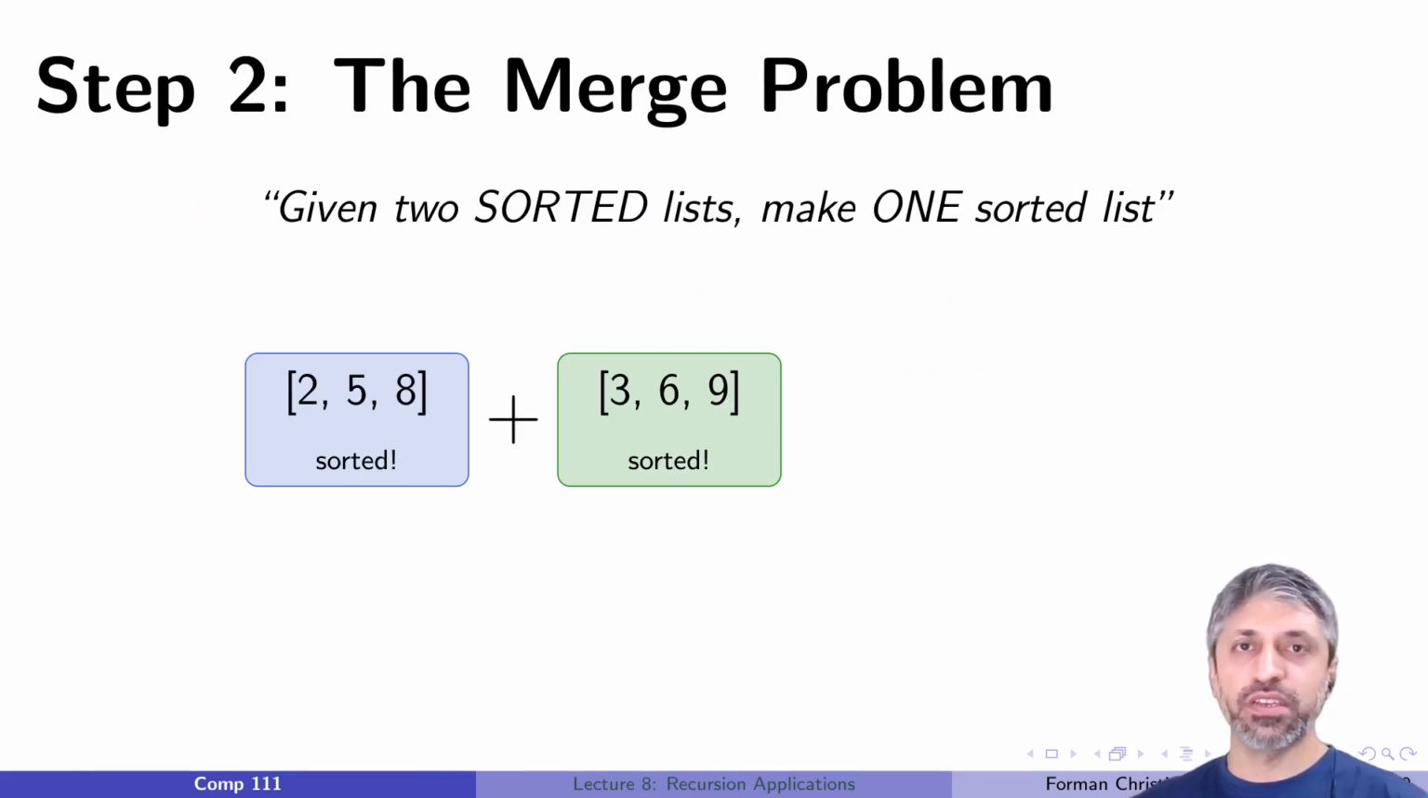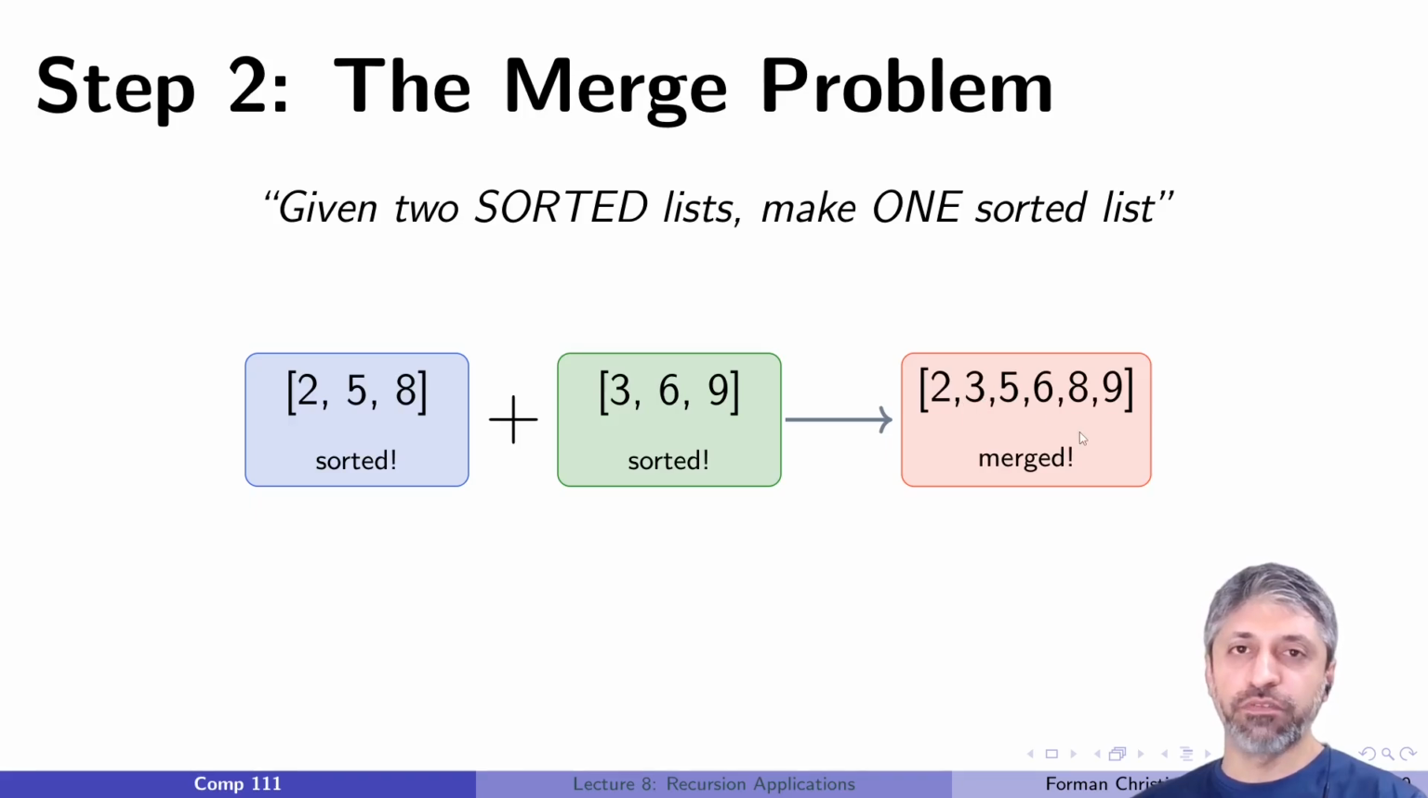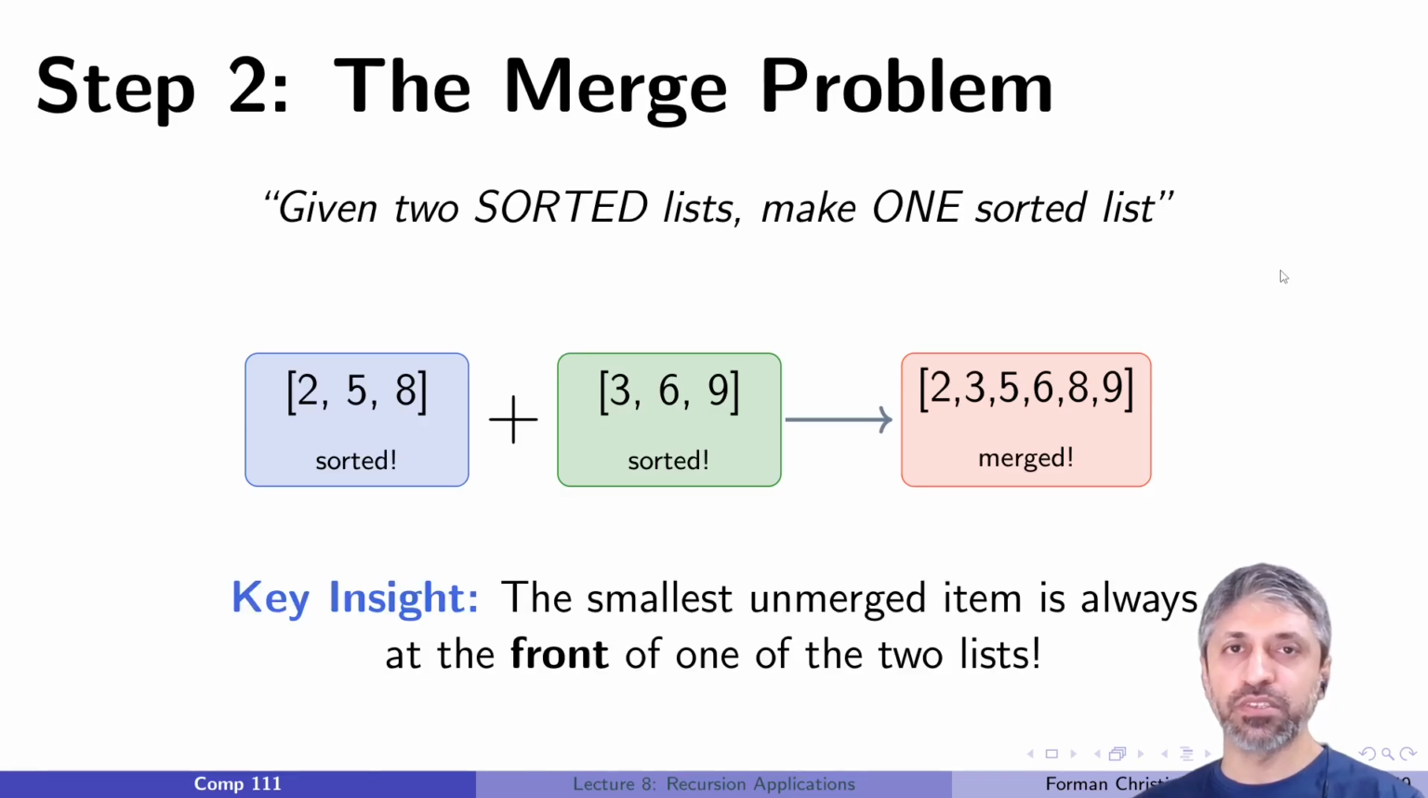Given two lists that are already sorted, how do we combine them into one sorted list? For example, there's a blue list and there's a green list. How do we merge them? And the answer should be 2, 3, 5, 6, 8, and 9. And the key insight is pretty simple. The smallest unmerged item is always sitting at the front of the two lists.